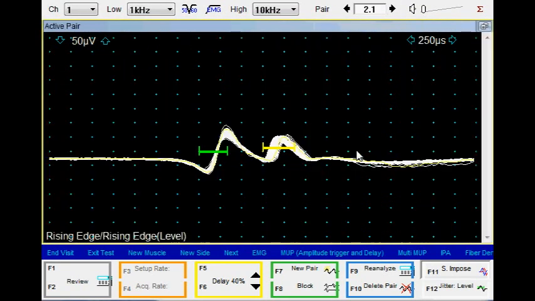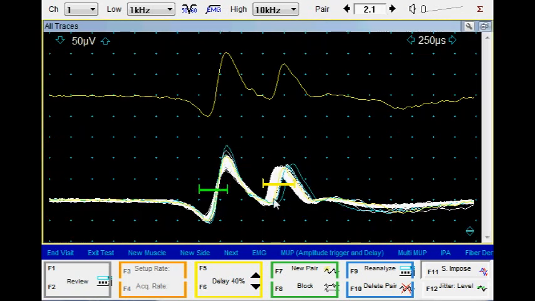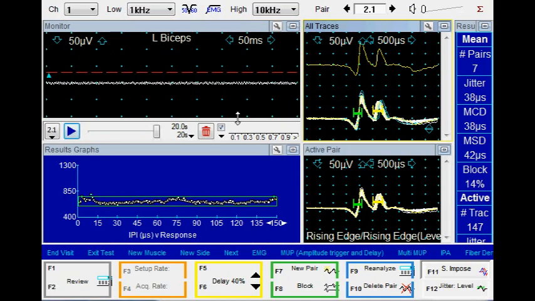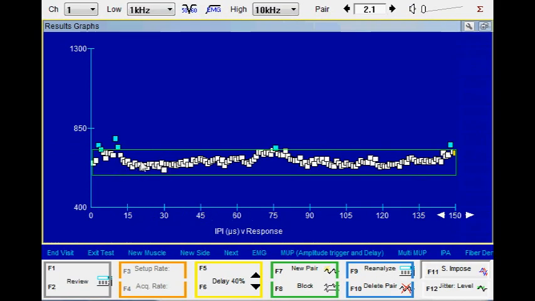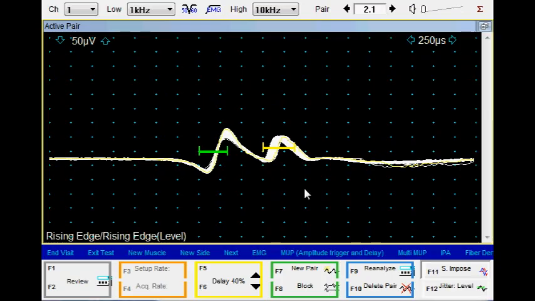Then we look at the active pair. These are the traces that were used for analysis, and here we find absolutely no noise interference or activity from other motor units that will corrupt our results. So I'm quite happy with my data analysis. So to summarize the process, we go to all traces, make sure our windows are positioned properly. Then we look at the result graph, we look at the distribution, and finally we look at the active pair, make sure there is no other interference.